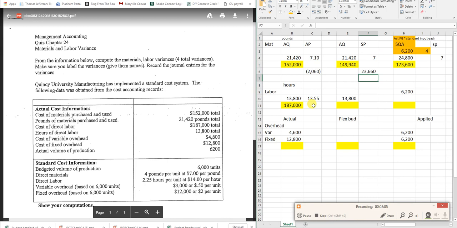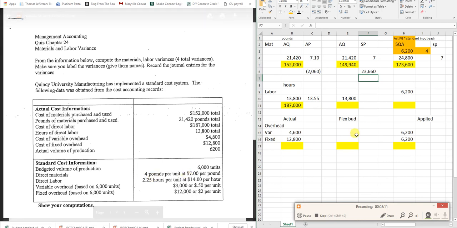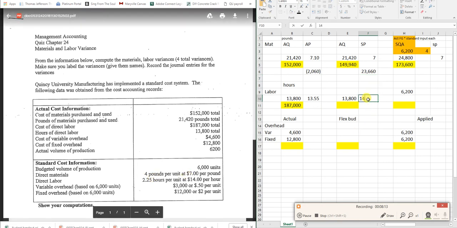Okay, we'll go back to the journal entries in just a little bit. My standard price per hour is $14 an hour. And it says I should have taken 2.25 hours. So what I did make, 6,200 units, should have taken 2.25 hours. So I have 13,950.